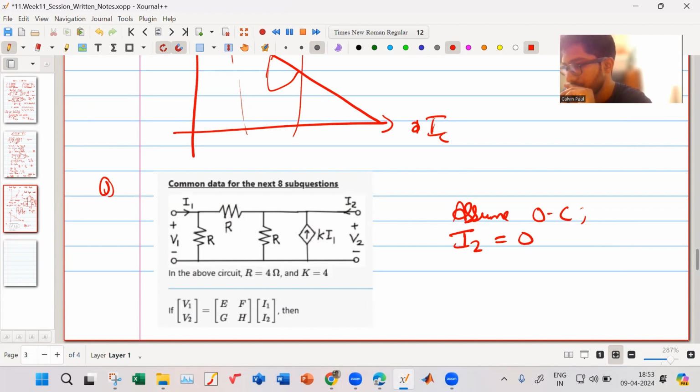Voltage across that resistor, right? The last resistor is V2. And what is the current coming to that particular resistor? We can come to know in terms of I1. So we will get the relation between I1 and V2.